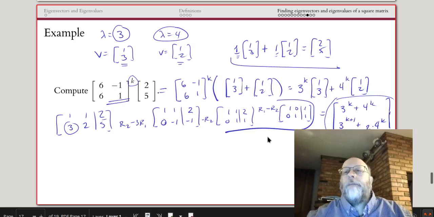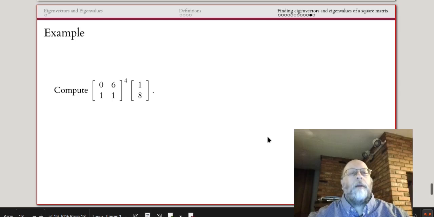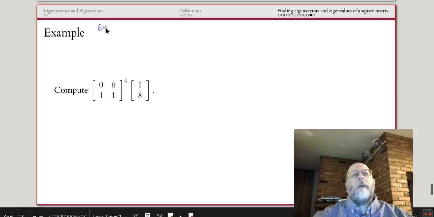All right, let's keep going. We're going to compute this product here. So we're going to do all of this work that we've been spacing out onto separate slides. We're going to try to do this all on one slide now. All right, so we're going to find the eigenvalues. That means we subtract lambda from the diagonal.